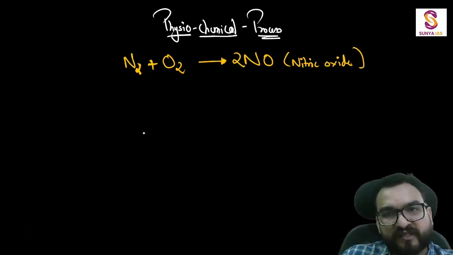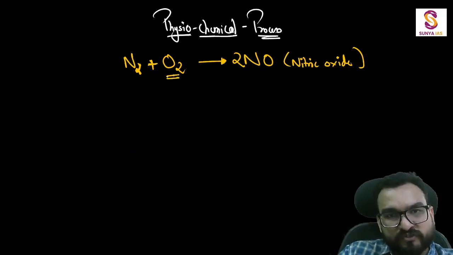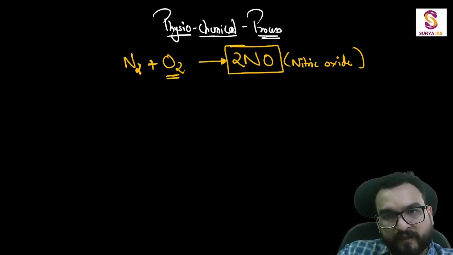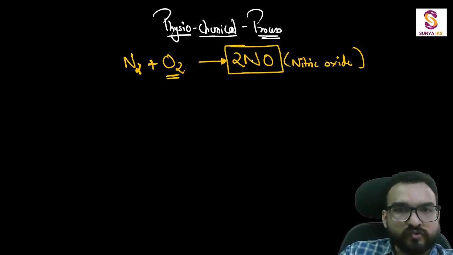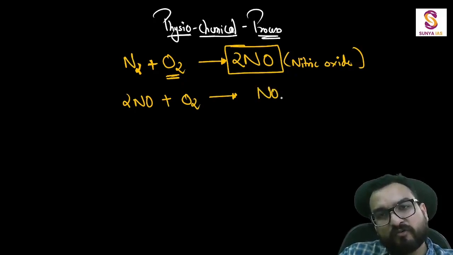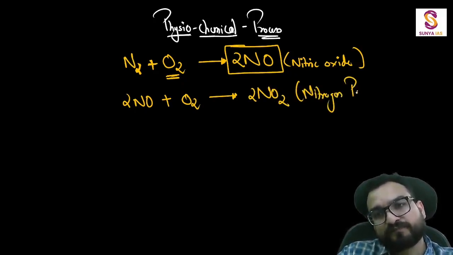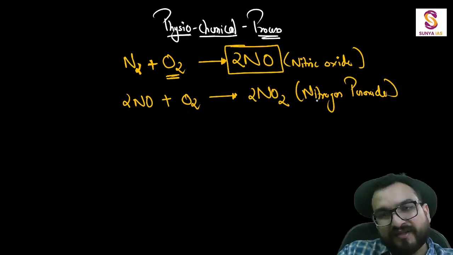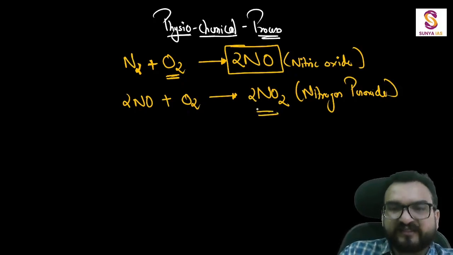Now, this nitric oxide in the atmosphere is getting formed in the presence of oxygen. Now, can plants utilize this? No. Then this 2 NO will again react with oxygen and will form NO2, and we call it nitrogen peroxide. Are plants utilizing it in this form? No. Nitrates or ammonia should be there.